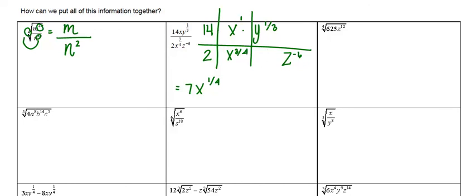I know that 14 over 2 is my first term in question. So 14 over 2 is 7. x divided by x to the power of 3 over 4. I know that my exponent is 1. So 1 minus 3/4 is 1/4.